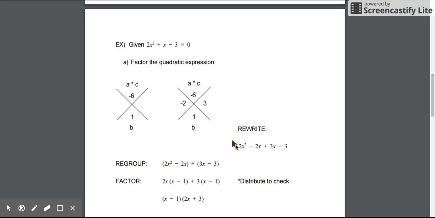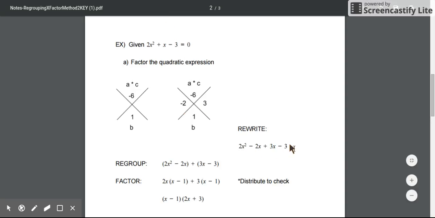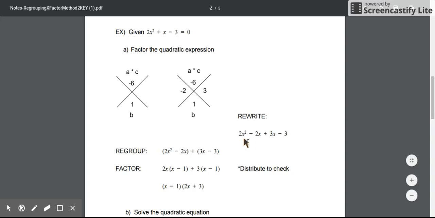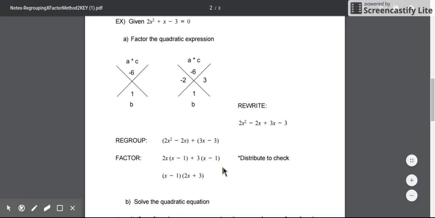So we're going to rewrite 2x squared. Now we're going to rewrite our middle term as negative 2x plus 3x, and then rewrite the last term, negative 3. Now we can group up the first two terms. Oh, let me pause for a sec. When you rewrite that middle term using these two numbers, it doesn't matter which order you write them in. I could have written 2x squared plus 3x, then minus 2x minus 3. The following steps would not be the same, but it would work out in the end. The final factored form would work out to be the same. So it doesn't matter.